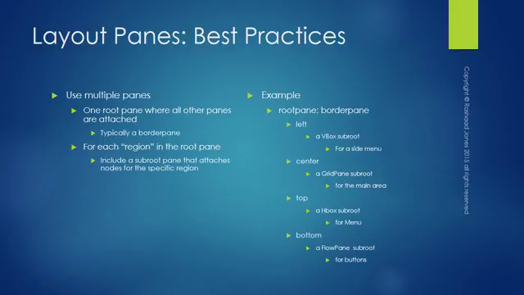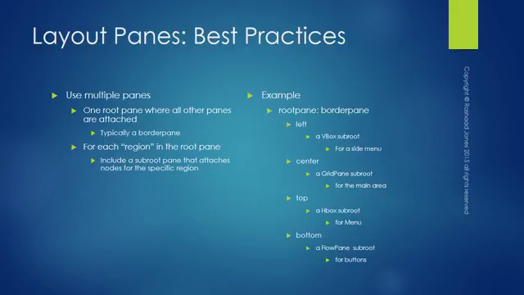I find that you want to use multiple panes. You want to start with one root pane where all the other panes are attached, and then you create sub panes for each region, and then you add your visual components to those sub panes, and then you add those sub panes to your root pane. And then, depending upon the complexity of the UI, you can break up each region into a smaller region and repeat that same process.